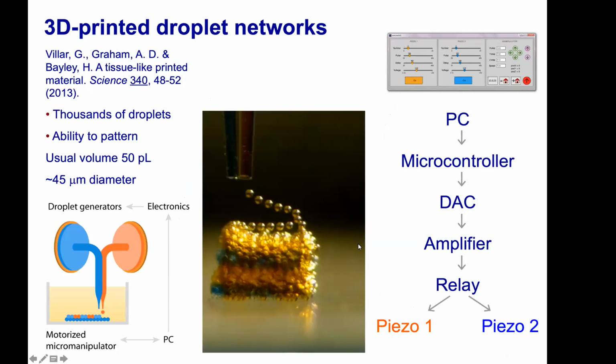And to do that, students in the lab devised a 3D printer to print picoliter volume droplets. A typical size that we would use would be about 50 picoliters. They're about 45 microns across, these droplets. And again, we're printing into oil, as you can see here. This device gives us the possibility of printing many thousands of droplets, and it also gives us the possibility of patterning these droplets by using multiple printing heads.